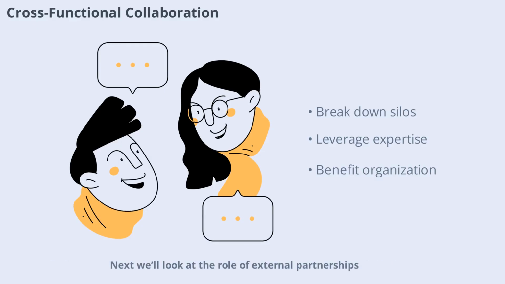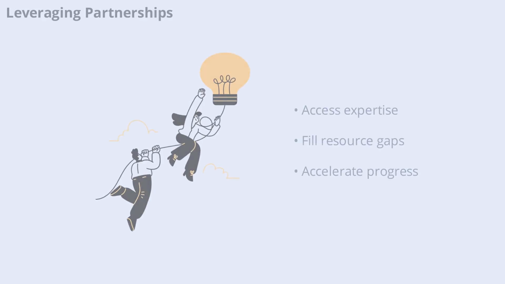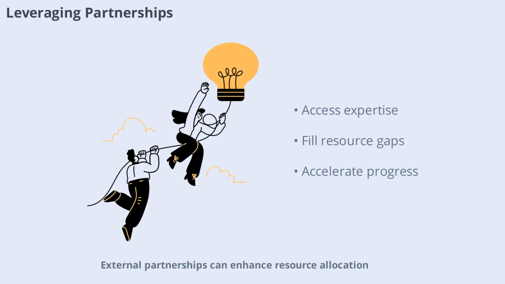Next, we'll look at the role of external partnerships. External partnerships can enhance resource allocation by providing access to additional expertise, technology, or funding. Collaborating with other organizations, vendors, or industry groups can help fill resource gaps and accelerate progress. Successful partnerships are built on trust, clear communication, and shared goals.